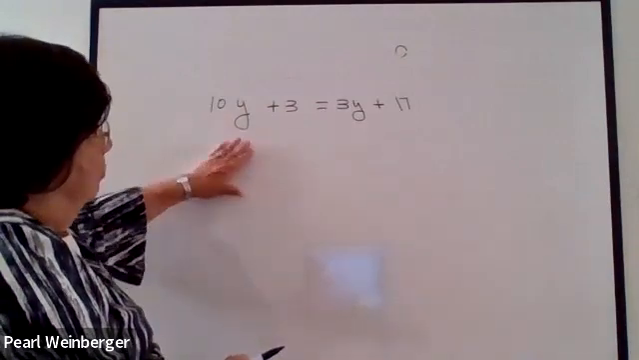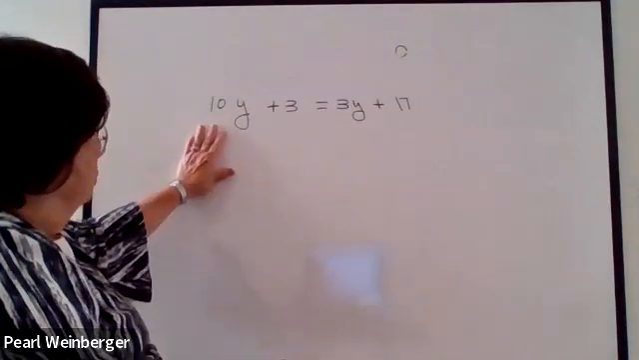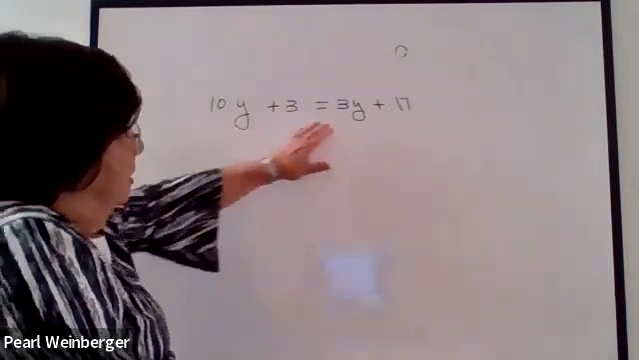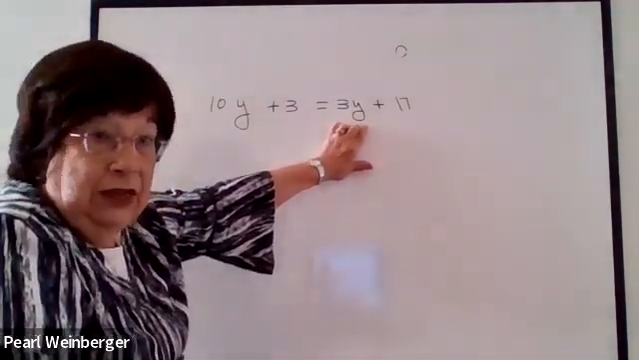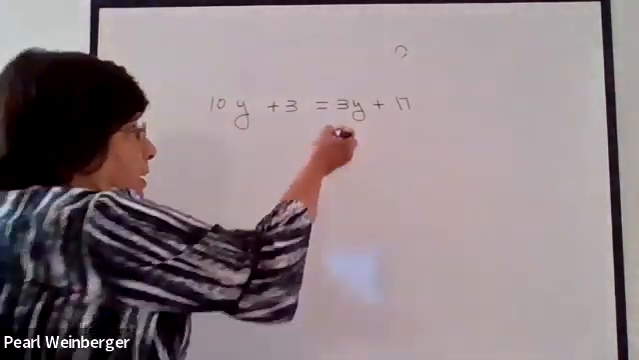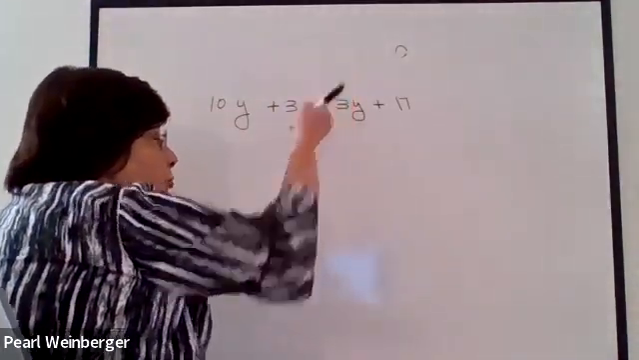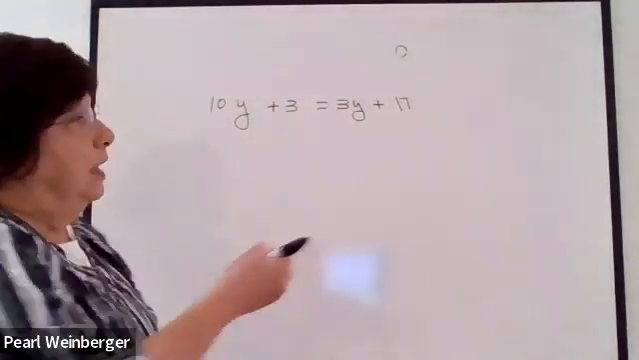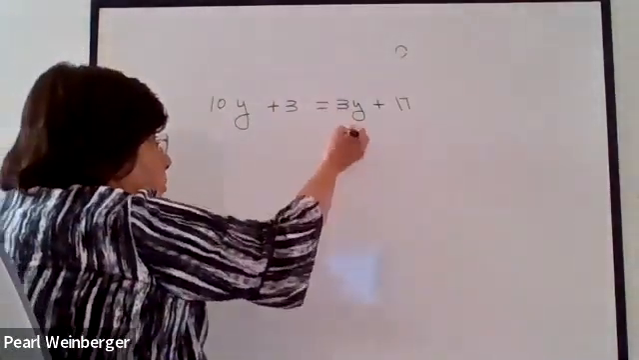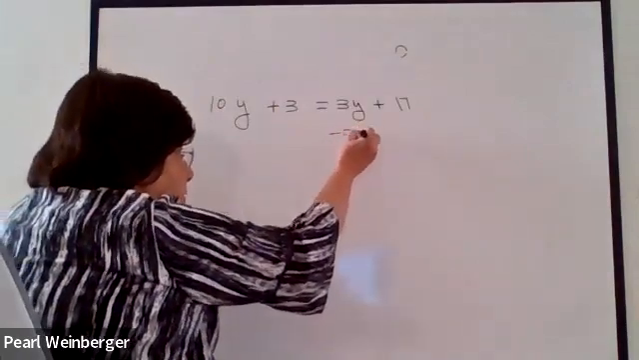So if I want to get all the y's to the left side, I want to then get rid of this 3y that's on the right side. And the way to get rid of the 3y is, again, when there's no sign in front of something, it means it's positive. We want to do the opposite operation. So we're going to do minus 3y.